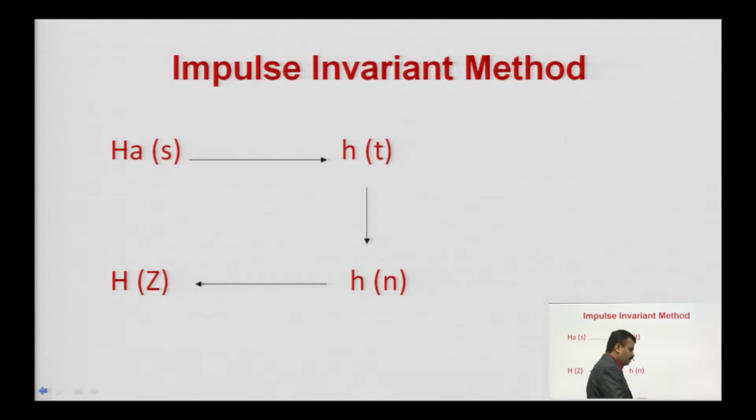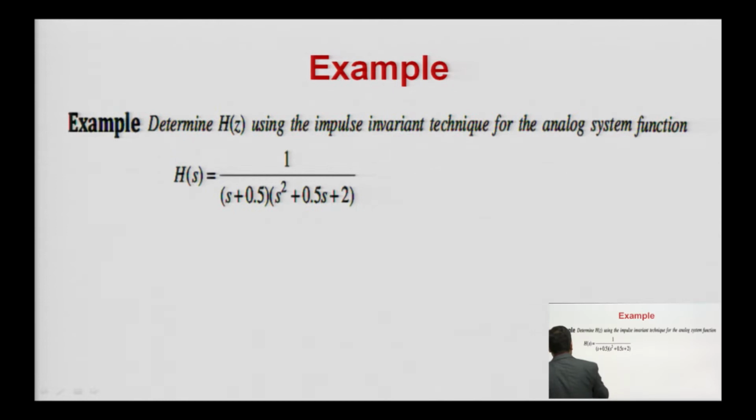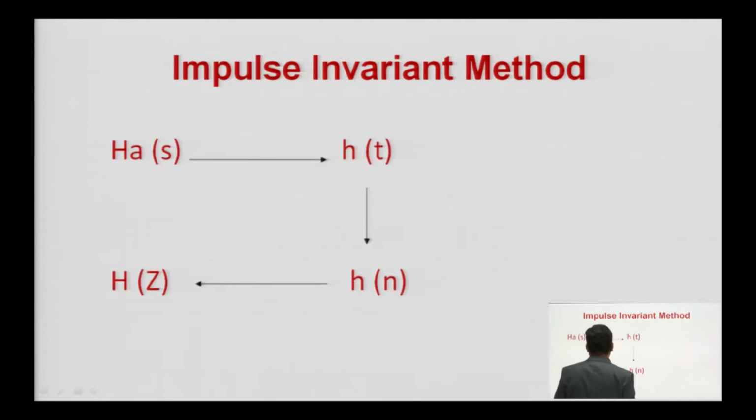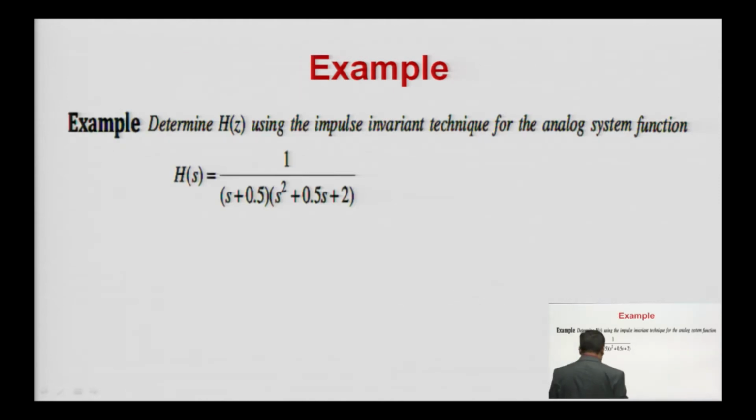The first one was our backward difference or approximation of derivative method, that was very simple. In the second one, I told you in my previous lectures, the impulse invariant method. In the impulse invariant method you have to follow 3 steps. Initially H(s), the transfer function of the analog filter, is given to you.